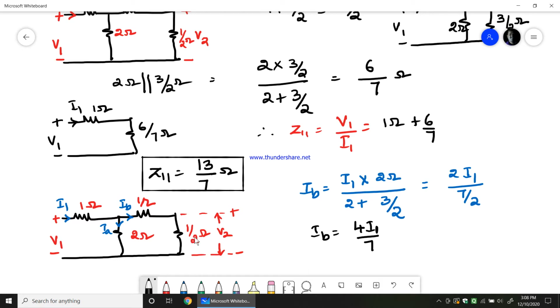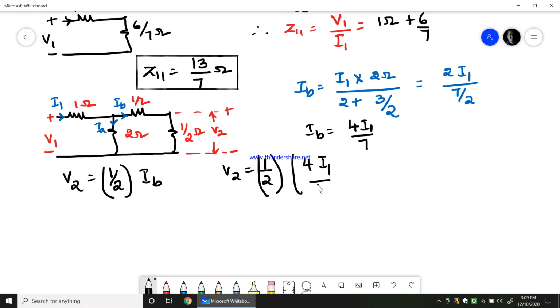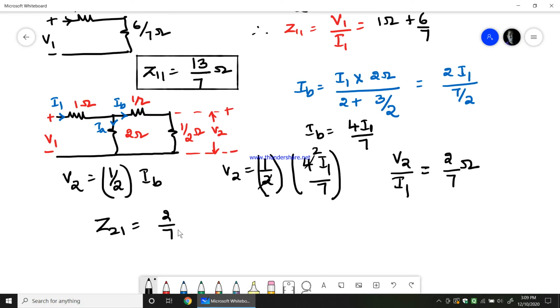Now what would be V2? V2 is the voltage across 1 by 2 ohms. Therefore V2 equals 1 by 2 times IB, because the current flowing through this 1 by 2 ohms is IB only. Resistance multiplied by current IB gives the voltage across 1 by 2 ohms. Therefore V2 equals 1 by 2 multiplied by 4I1 by 7, and the 2 cancels. So finally V2 by I1 equals 2 by 7 ohms, or Z21 equals 2 by 7 ohms. So this is the solution for Z21.